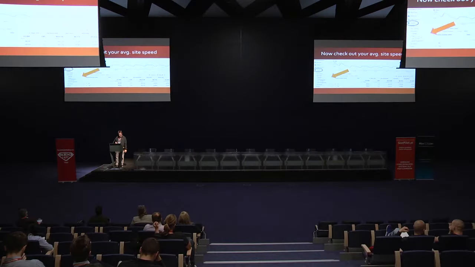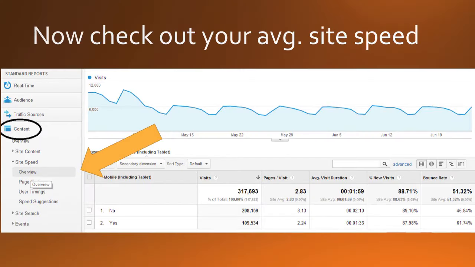So I would go and check your analytics to see how many mobile visitors you have coming to your site and to see whether or not they like it. Because just because you have a mobile design doesn't mean it's any good. Okay, so now we can go check out the average site speed. It's quite easy to find. You just go to Content, Site Speed, and click Overview.